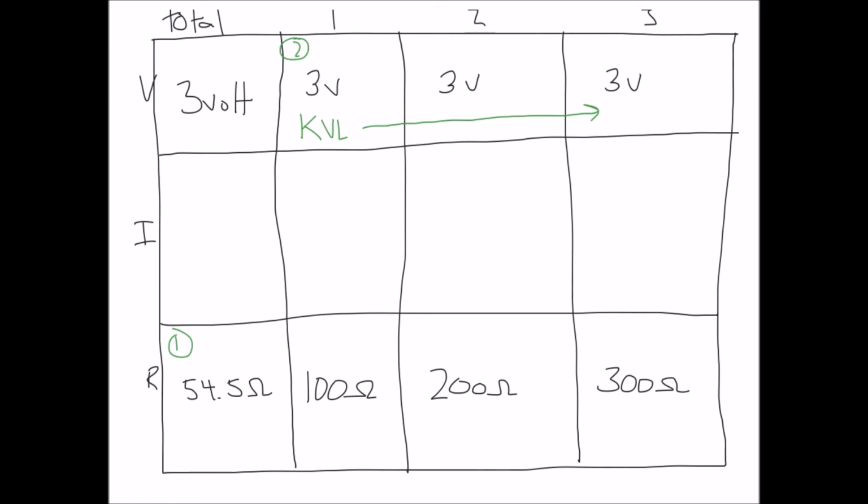So the next thing I'm going to do, step 3, is to solve for the current in resistor 1. I'm going to rearrange my Ohm's law as I equals V over R. In this case, the voltage is 3 volts and the resistance is 100 ohms. When I do the math, I'm going to end up with 0.03 amps.